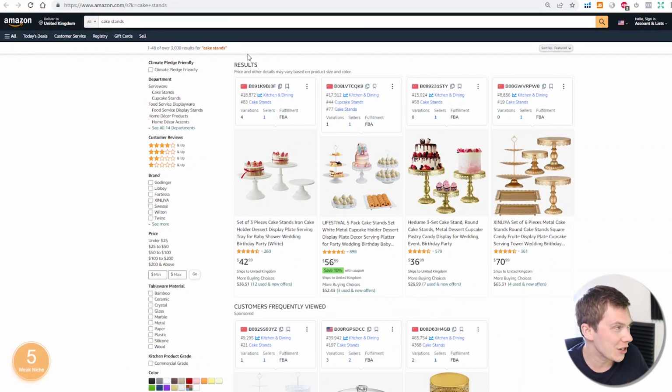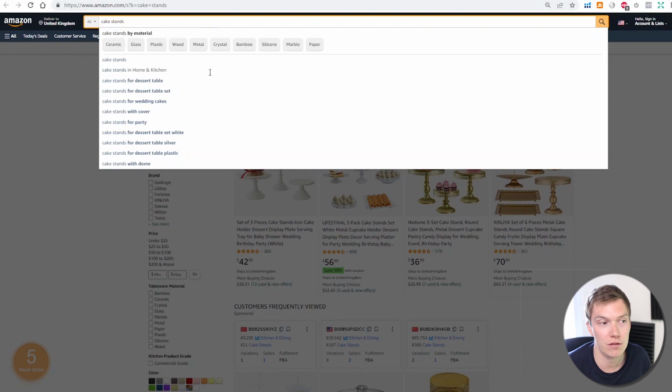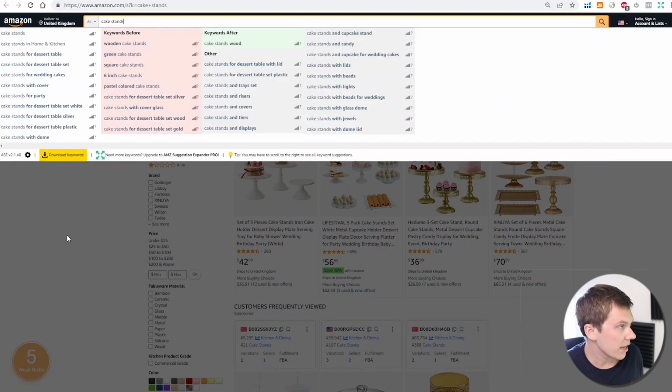And then one additional point to help you to think about ways to differentiate is just come into the Amazon search, and I'm using a Chrome extension called AMZ Search Expander, which I'll also link below this video, where it basically shows you what customers are using to search when including the word cake stands. So we can see they're using wooden cake stands, green cake stands, 6-inch cake stands. These are all ideas that are going to help you to find opportunities to differentiate.